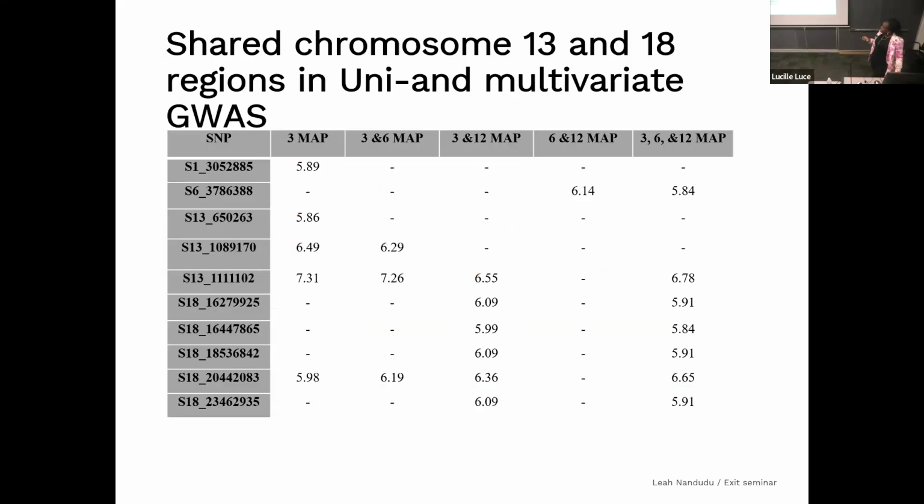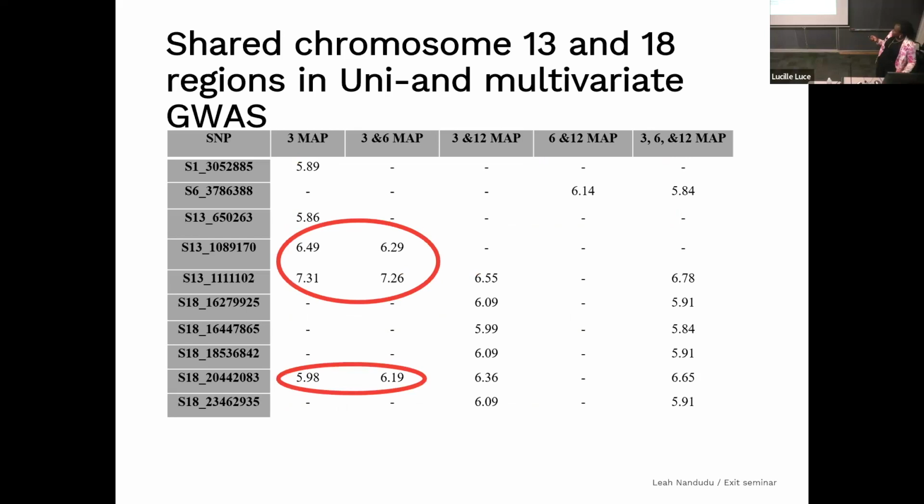So when we did multivariate GWAS, we wanted to find out which SNPs we identified in the univariate GWAS were shared among these traits, would show up among these traits. So we again saw that some of these SNPs are shared across different trait combinations.